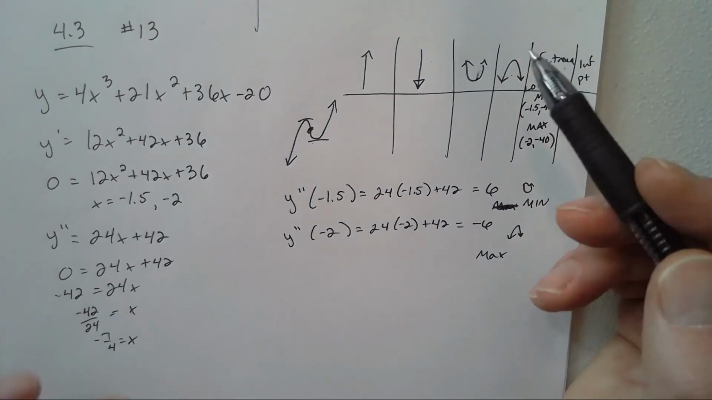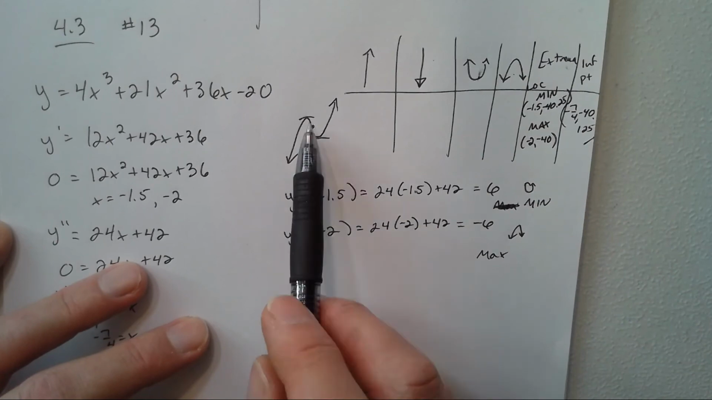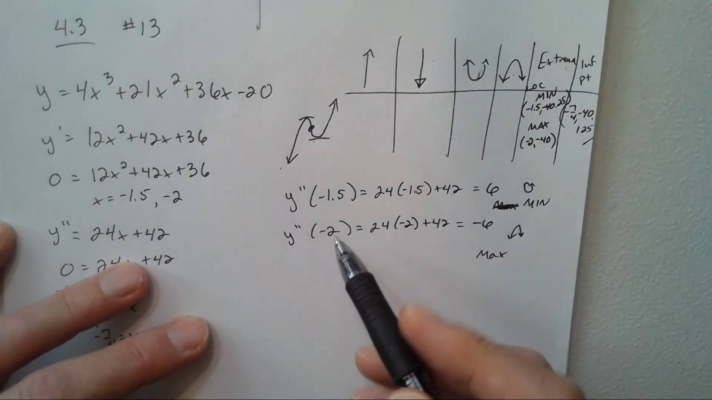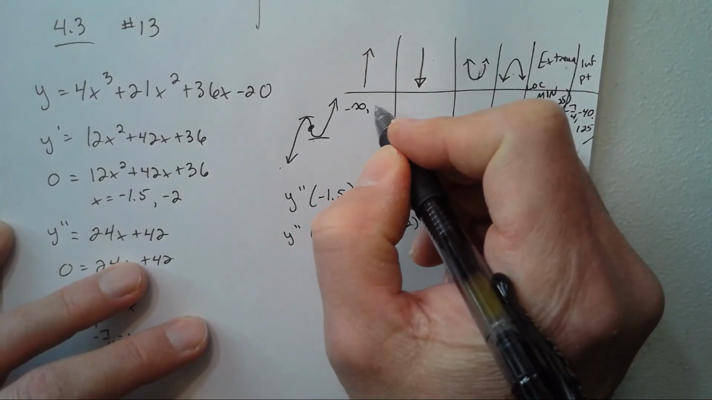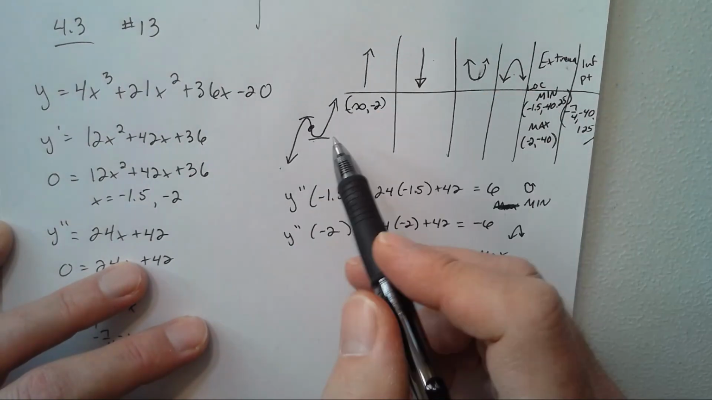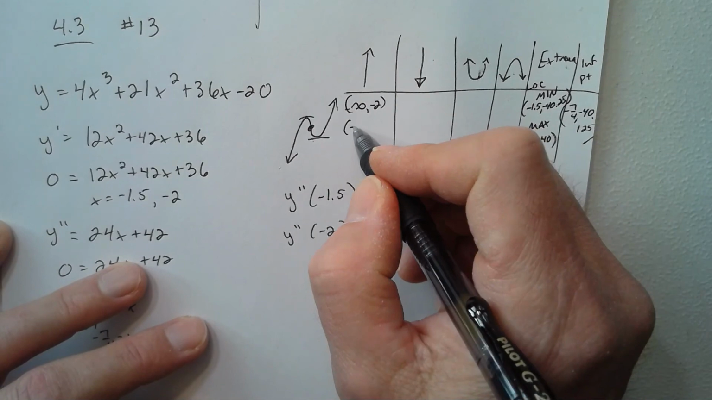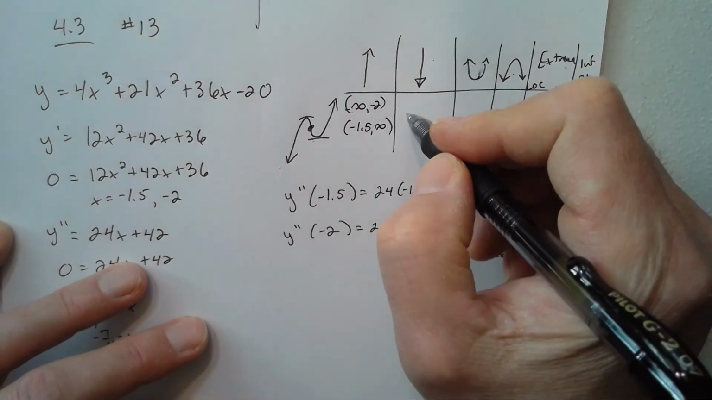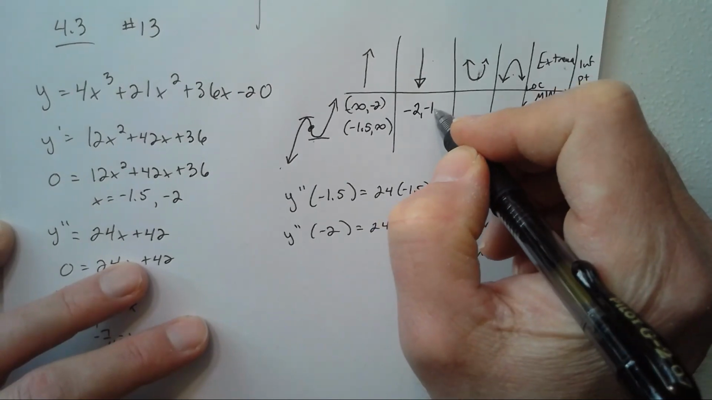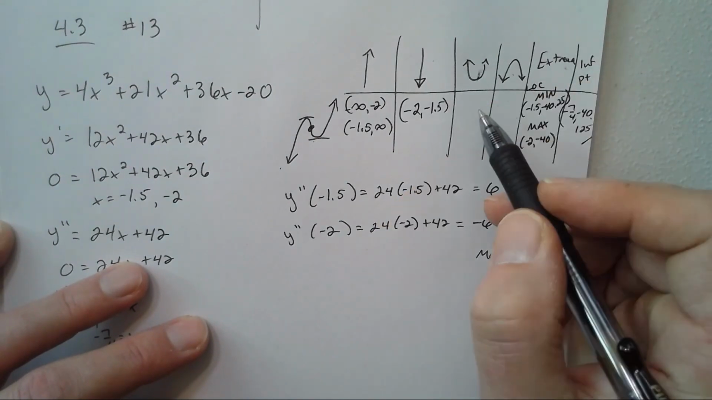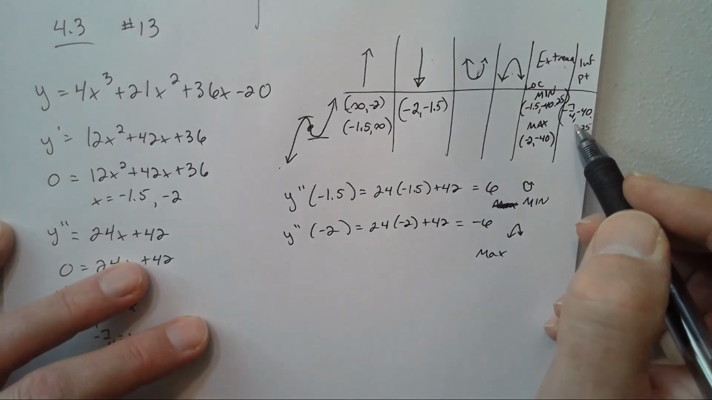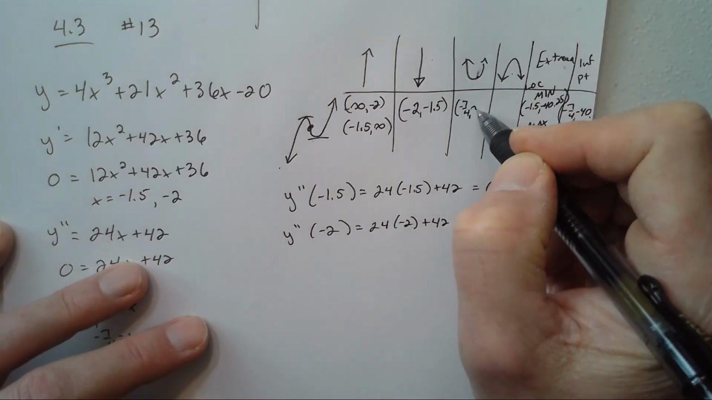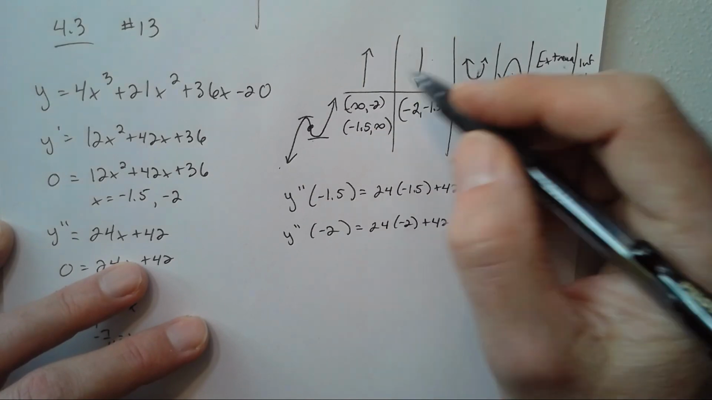So then you could draw a sketch. It increases from -infinity to our first point, which is -2. And it also increases after -1.5. It decreases between the two. It's concave up after -7/4. And it's concave down before -7/4.